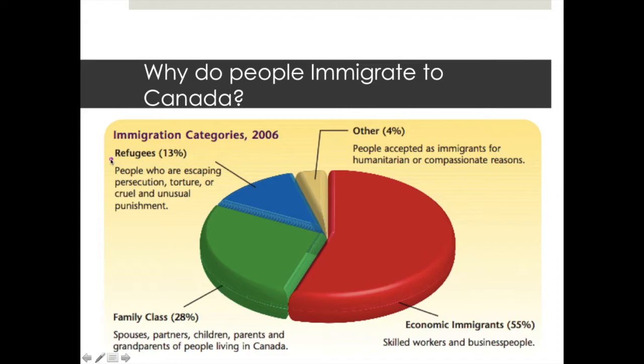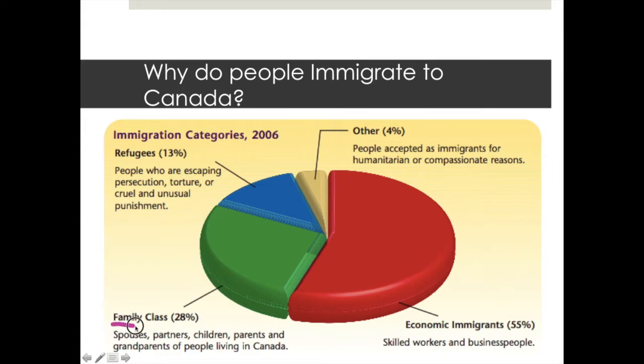Over here we have refugees, 13%. So refugees, as you can read below, are people who are escaping persecution. So meaning that they were having unjust or unfair things done to them because of their race, gender, culture, anything like that. Escaping torture or cruel and unusual punishment, sometimes escaping war and poverty, so not having very much money in other countries. That's 13% of immigrants coming to Canada.